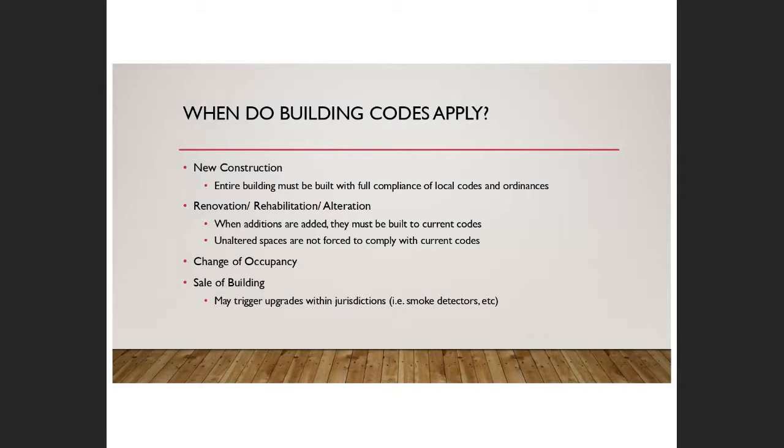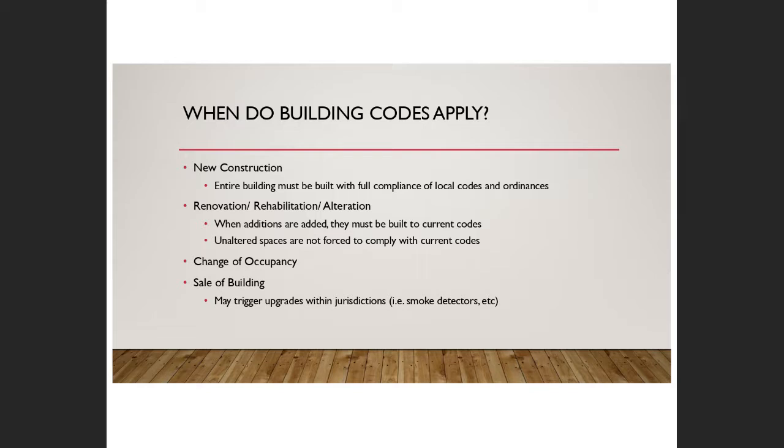Right, so when do building codes apply? When do we have to follow building codes? Generally speaking, in the case of new construction, the entire building must be built with full compliance of local codes and ordinances. If you're making a major addition or renovation, that addition or renovation has to be built to the current codes. Generally speaking, you won't be forced to bring your entire house or property up to code, but just the area that you are renovating.